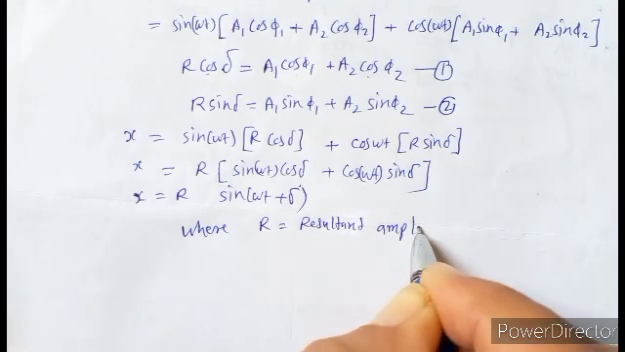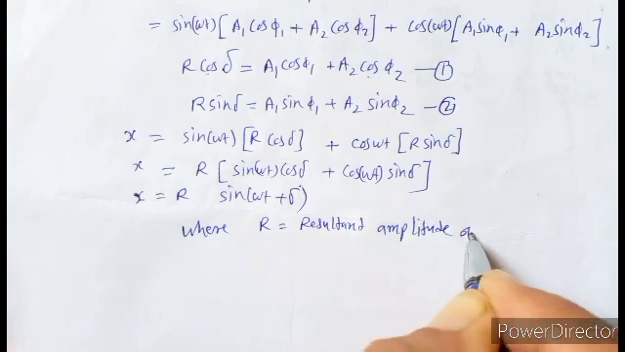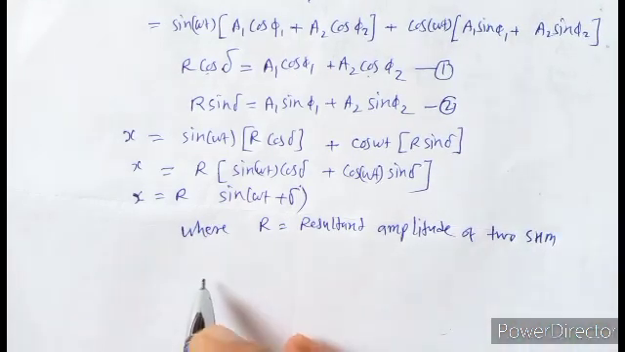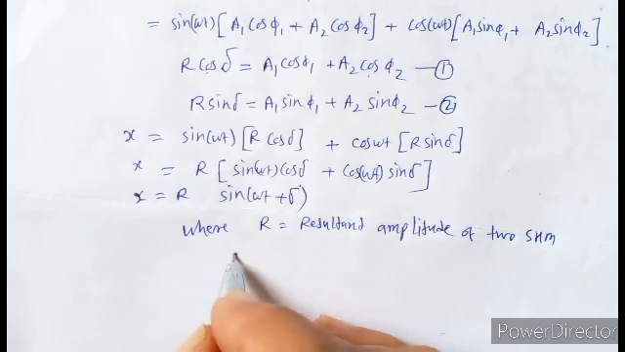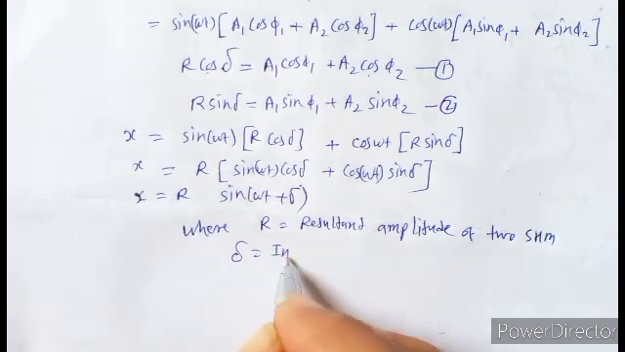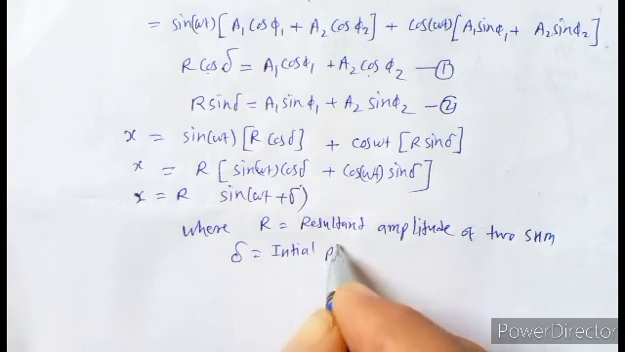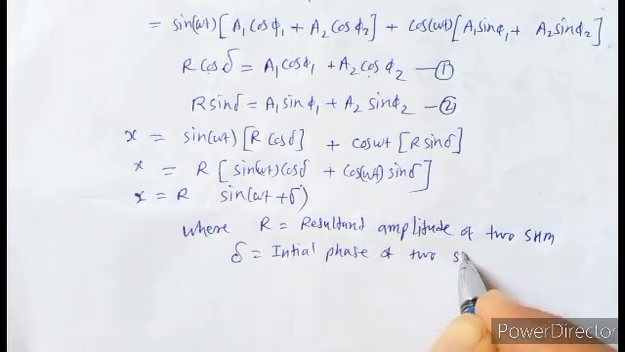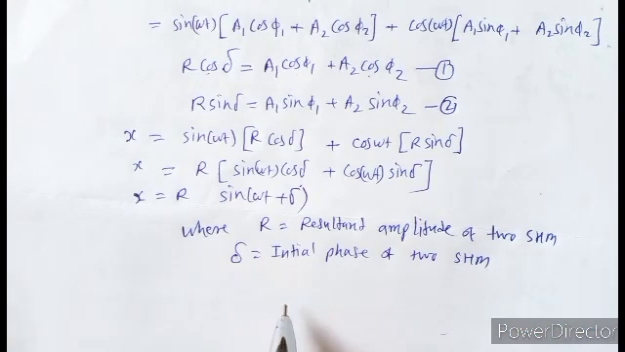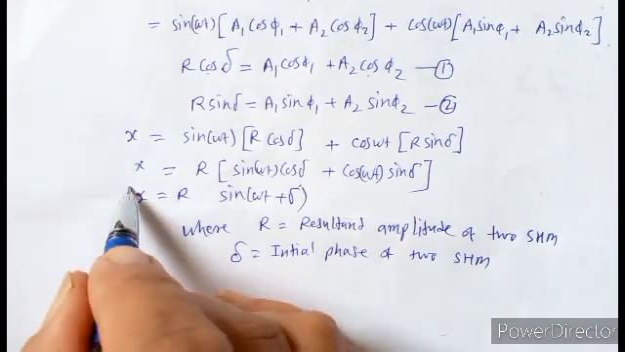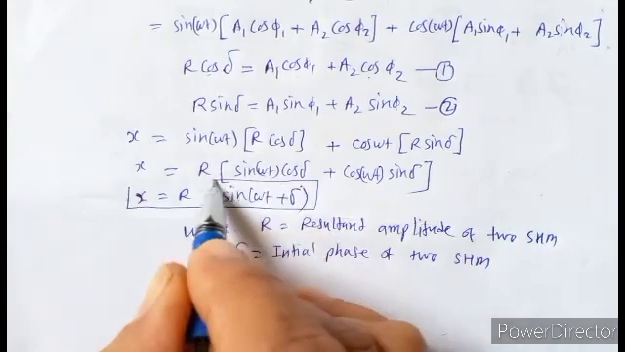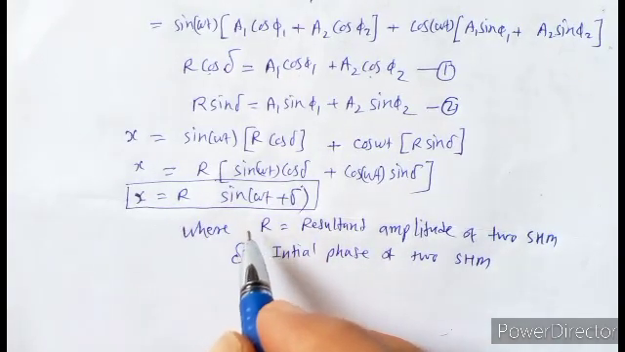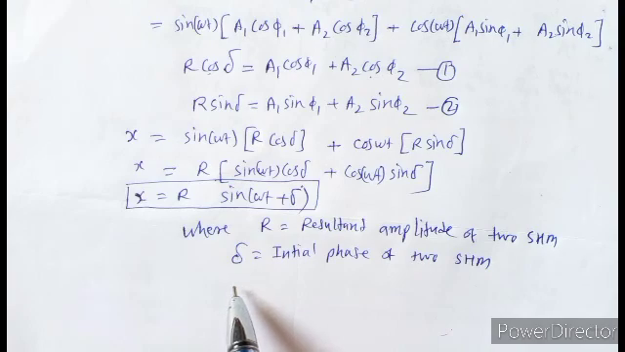amplitude of 2 SHM. Delta is the initial phase of 2 SHM. This equation also gives you the equation of displacement of a particle performing 2 SHMs.